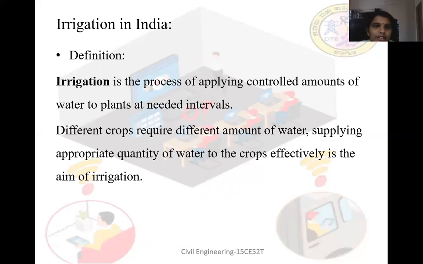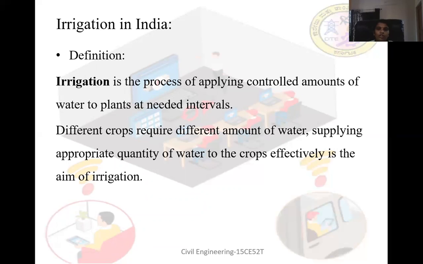Coming to the next topic, irrigation in India. So first, let us see the definition of irrigation. Irrigation is the process of supplying water artificially to the crops in controlled amounts at required intervals. So what is this irrigation? Here we are supplying water artificially to the crops for their development. When there is no rain, in the non-rainy season, we are supplying the water artificially to the crops for their complete development.